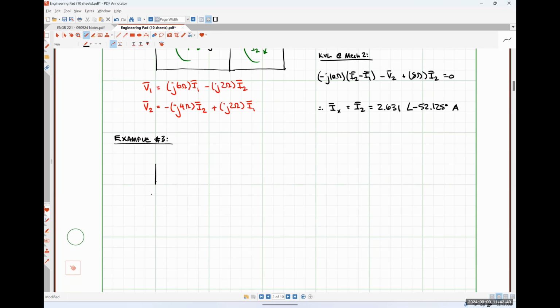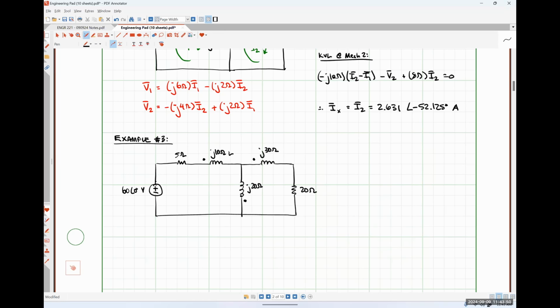So we've got the following circuit. 60-volt source, 5 ohm resistance, a J10 ohm impedance, dot on the left, a J20 ohm impedance, dot on the bottom, a J30 ohm impedance, dot on the left, 20 ohm resistor like so.